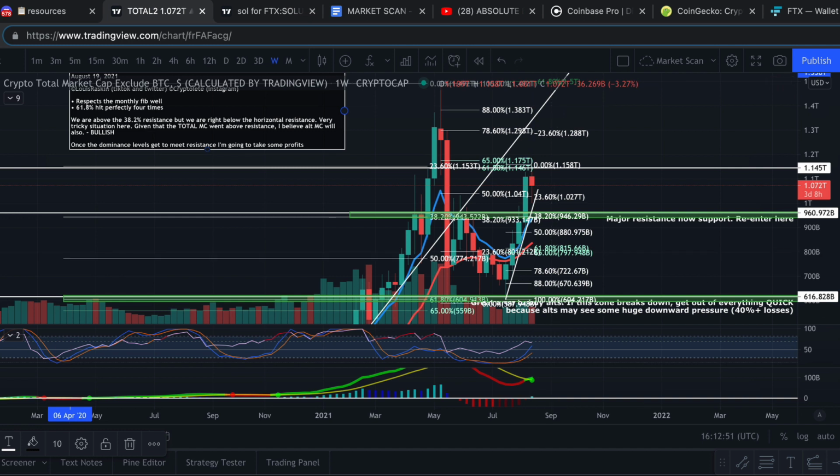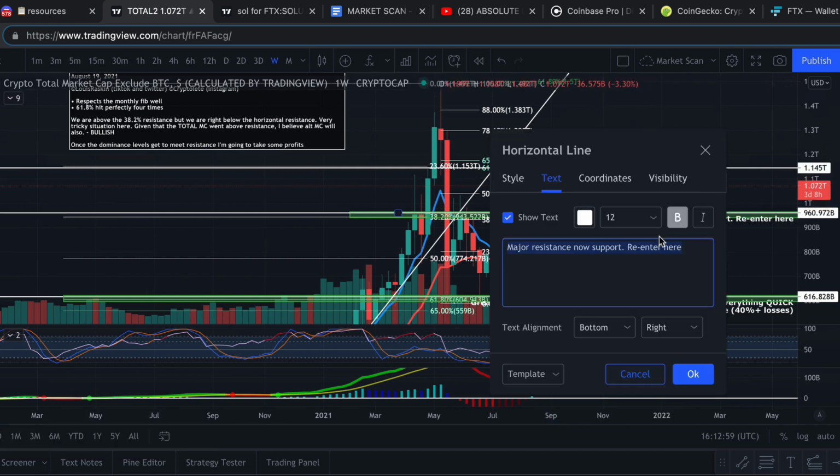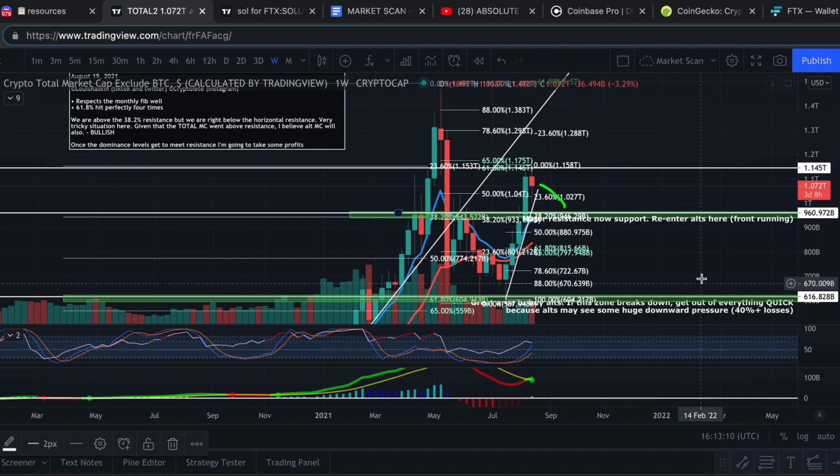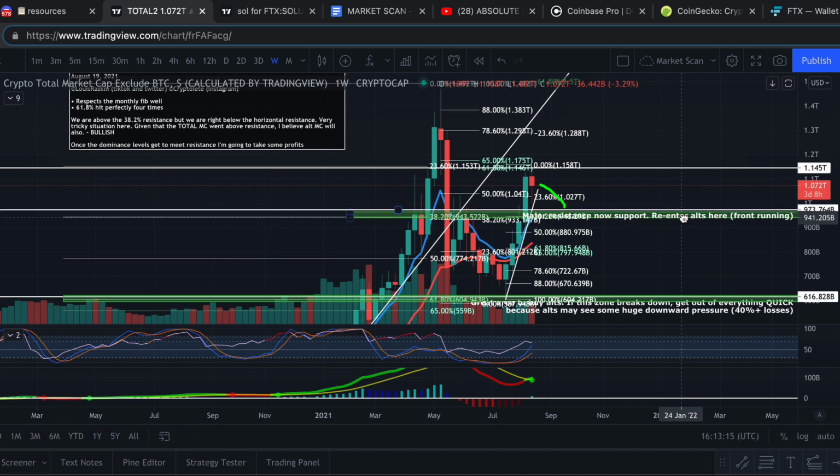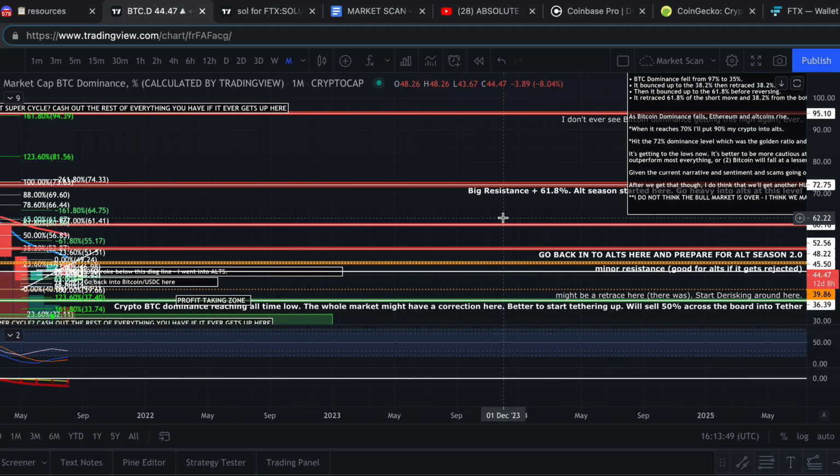Okay, so I'm just going to put something like that. I'm going to say major resistance now support, re-enter here. I'll say front running, re-enter alts. There you go. And this is at 960, so I'm going to raise this up to 970, 973, somewhere around there. It's going to be a big level.